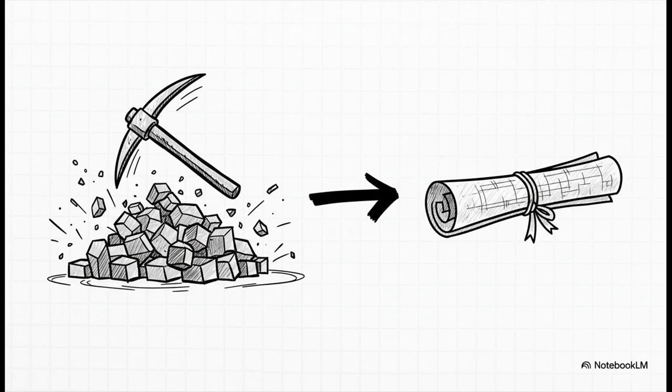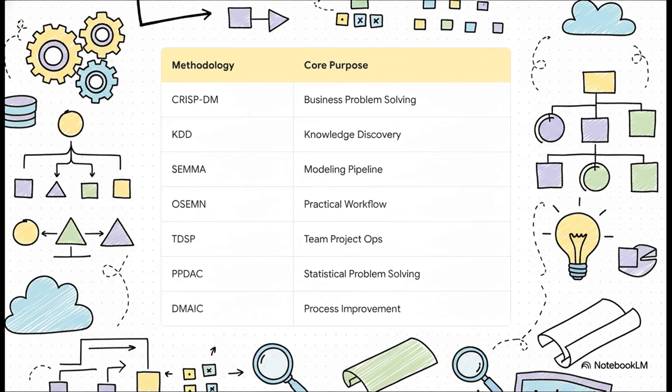To build something that lasts, something meaningful, you need a plan. You need a structured approach. You need a blueprint. And that is exactly what these methodologies are. They're proven blueprints for the job. Okay, so this gives us a fantastic bird's eye view of the entire toolkit. And you can see right away there's a lot of variety here. You've got CRISP-DM, which is great for general business problems. Then there's KDD for discovering new patterns. You've even got DMAIC for improving processes.